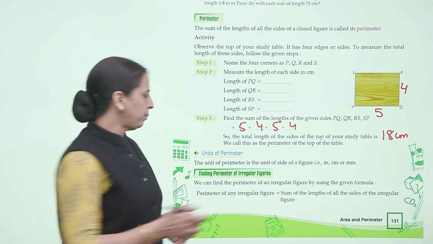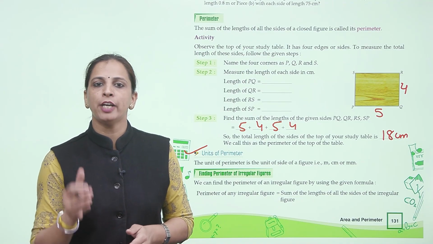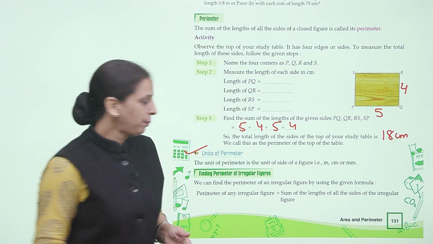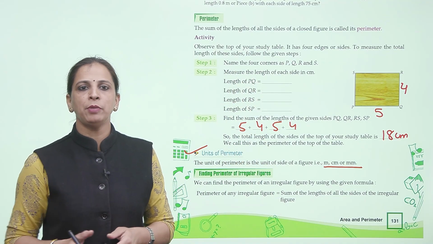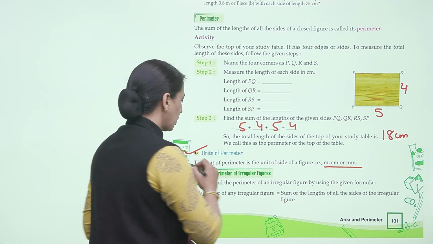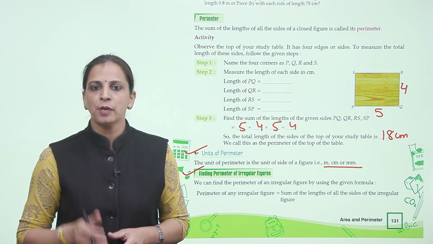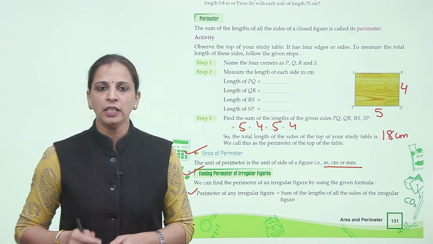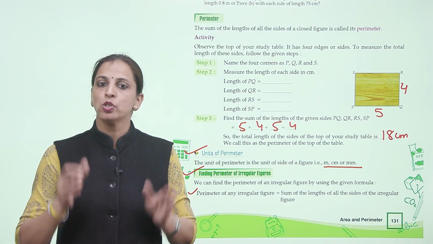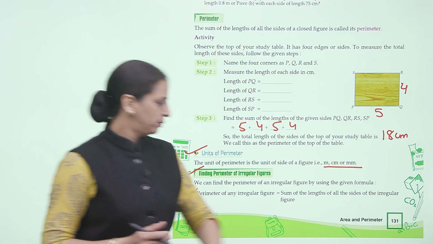Now units of perimeter. The unit of perimeter is the unit of side of a figure. That is, it may be meter, centimeter or millimeter. Now finding perimeter of irregular figures. We can find the perimeter of an irregular figure by using the given formula. क्या है? Perimeter of any irregular figure is equal to the sum of the lengths of all the sides of the irregular figure.